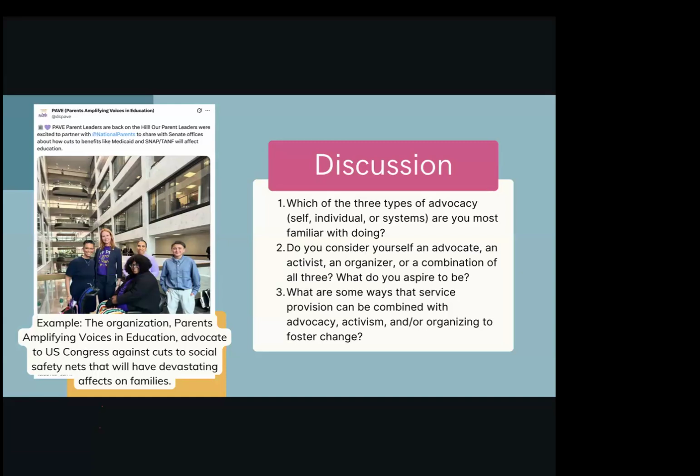And do you consider yourself an advocate, an activist, an organizer, or a combination of all three? What do you aspire to be? I consider myself a combination of all of them. My main goal is to raise my voice and never stay silent when there is a problem that is not just, and it's injustice. So I want to raise my voice and speak up and tell people that it's not correct and it should be solved. There is this problem in the system. So I think I'm a combination of all these.